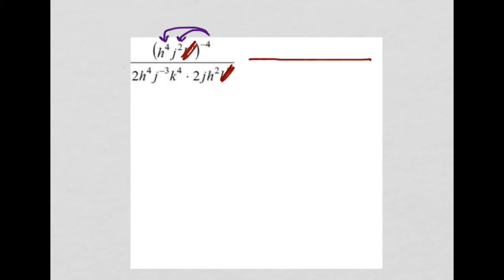So negative 4 times that 4 will make h to the negative 16. Negative 4 times 2 will make j to the negative 8. On the bottom, I have 2 times 2, which is 4. So those are gone. I have 4 h's here and 2 h's there. 4 and 2 make h to the 6th.